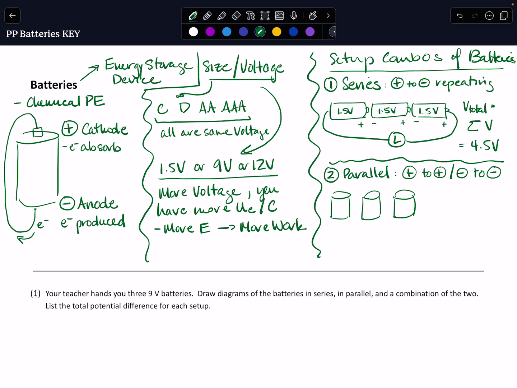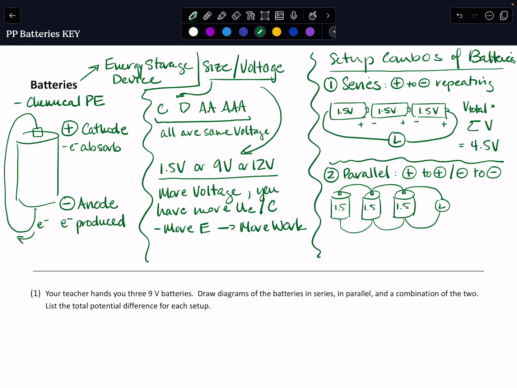All right, so here are my three. These are my 1.5 volts again. This is my positive end. This is my negative end, and I would set it up like this, positive to positive. And let's say this is my light bulb, and then it comes back around, negative to negative.